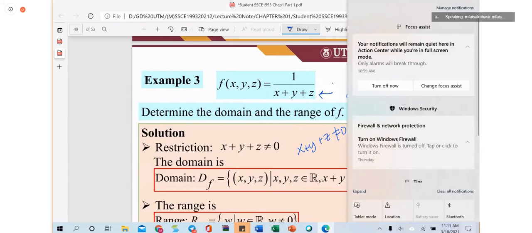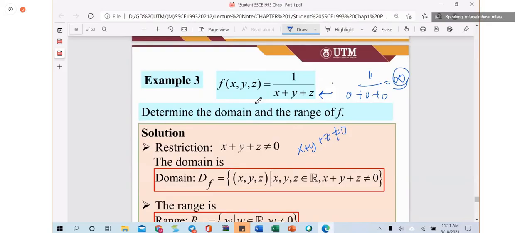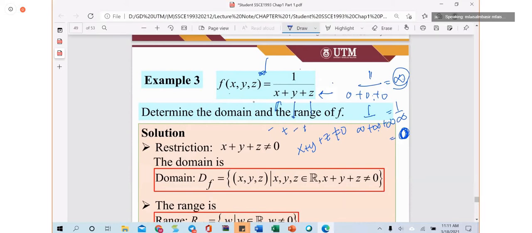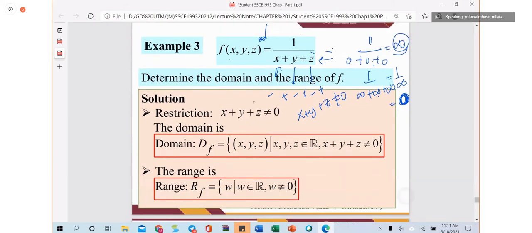But how about if I put 1 over infinity plus infinity plus infinity? You will get 1 over infinity that approaches 0, also not included, because it will not touch 0, but approaches 0. But x can be negative or positive, y also, and z also, but not all 0, which means your range is not 0. Everything but not 0.